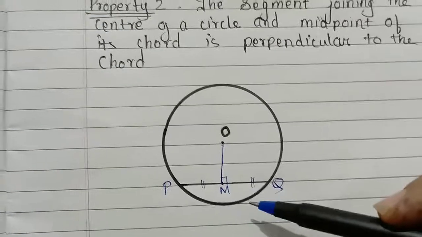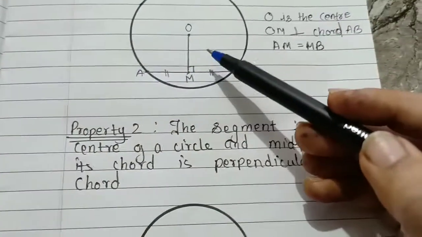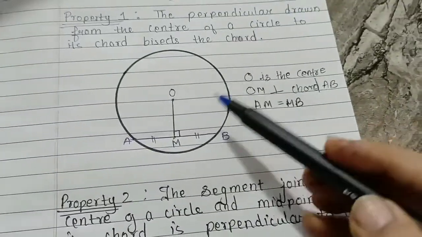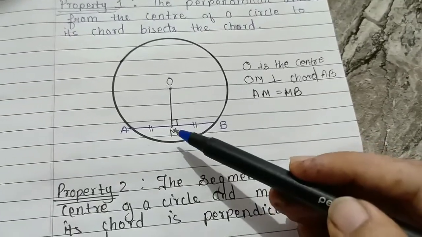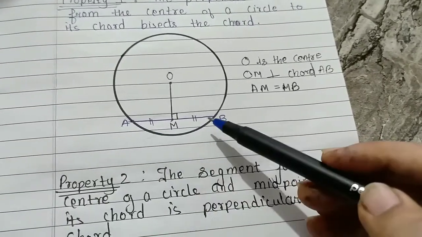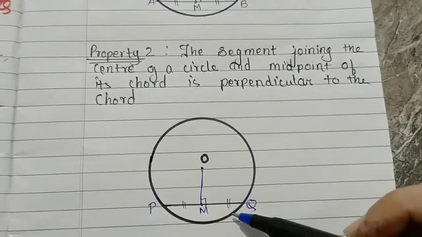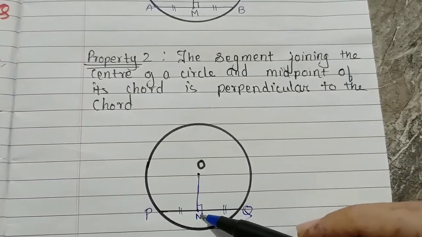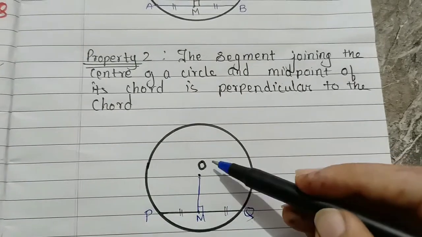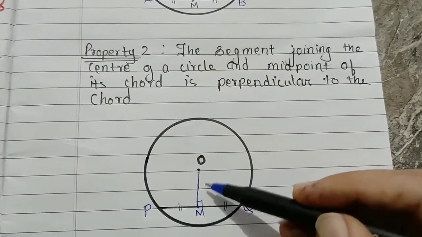So this is actually the converse of property 1, wherein we learned how the perpendicular drawn from the center of the circle to its chord bisects the chord. That means M becomes the midpoint. Here it is saying that if the segment is joined from the center of the circle to the midpoint, then it is perpendicular.